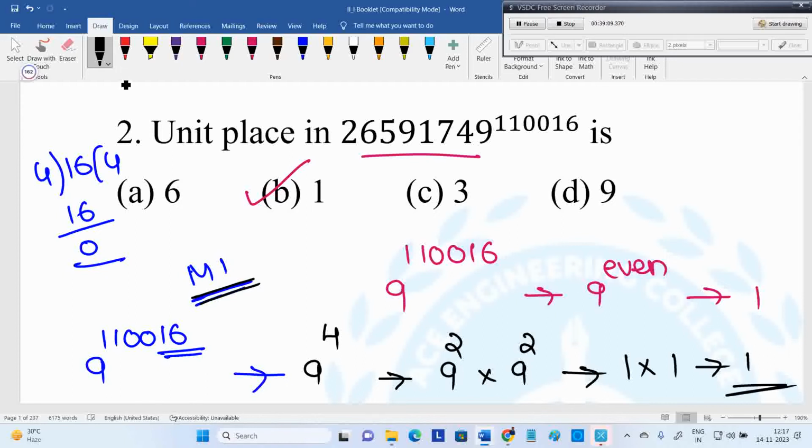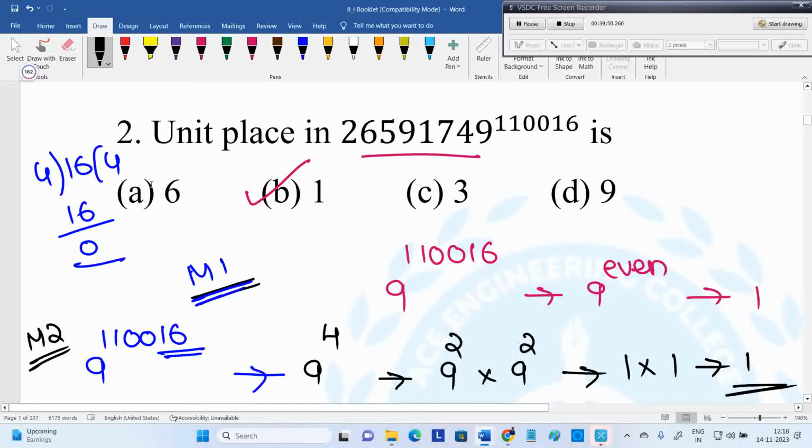Either method 1 or method 2. Method 1 is using the discussion. We said 9 power odd number always ends with 9. 9 power even number always ends with 1. Right. So this is the scenario. Hope you are clear. Let's go to the next one. Hope you understand this.